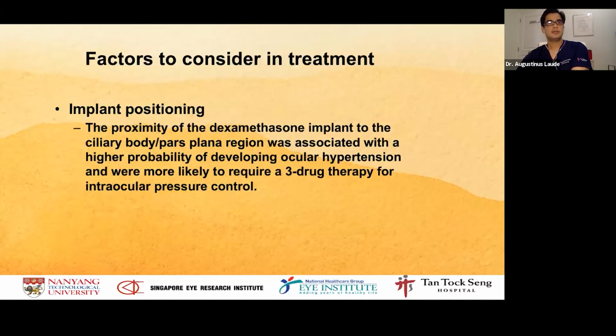There was another interesting discussion about where we place the intravitreal dexamethasone implant. The location of the implant relative to the anterior segment seems to be important, and there's data to show that the closer the dexamethasone implant is to the ciliary body and the pars plana region, the higher the association with raised intraocular pressure, or the higher the necessity for multiple anti-glaucoma drugs to control raised intraocular pressure. This was an interesting observation in the data.